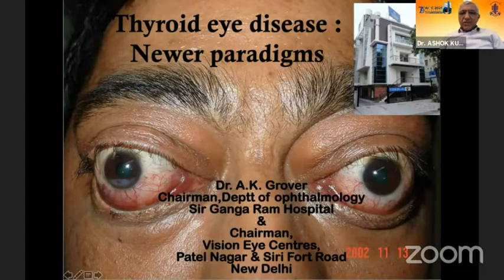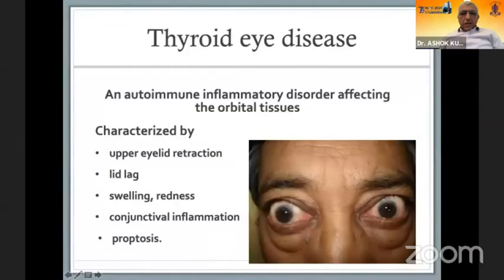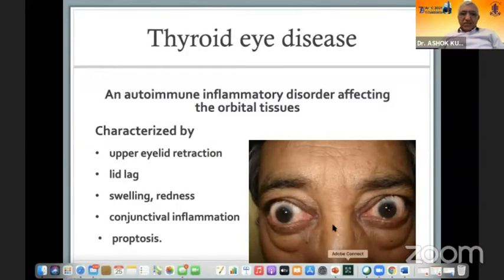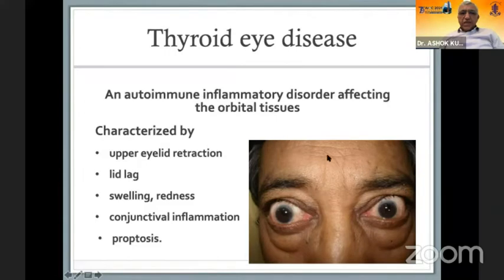After that amazing talk by Santosh, a landmark work, which we all will look forward to for a long, long time, I go on to the subject of thyroid eye disease. Thyroid eye disease, as we know, is an autoimmune inflammatory disorder affecting the orbital tissues with characteristic signs that involve the eye and orbital tissues.